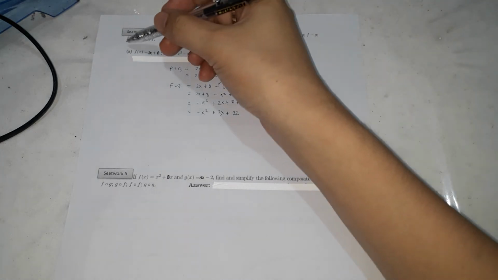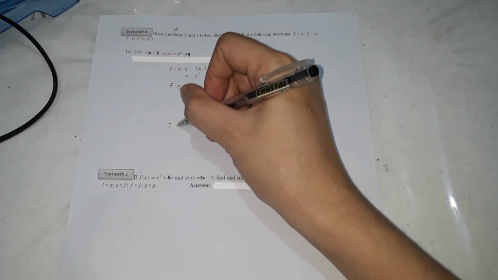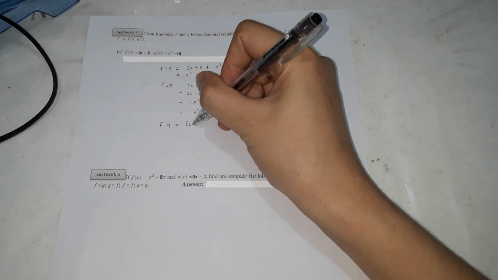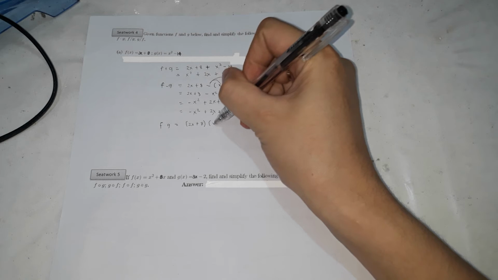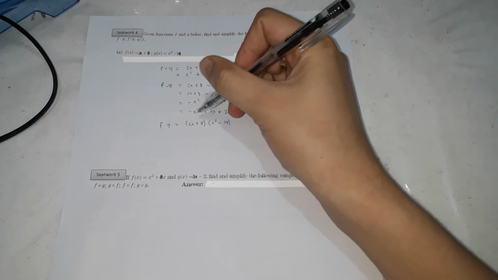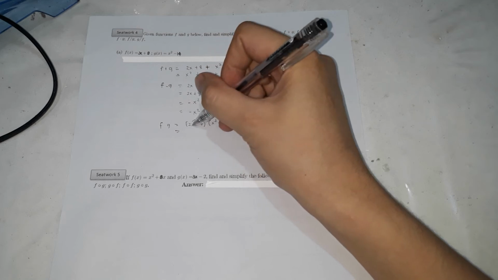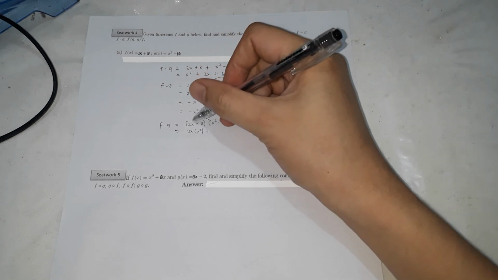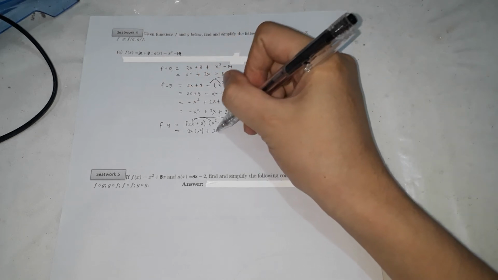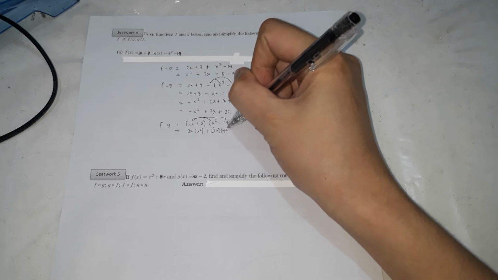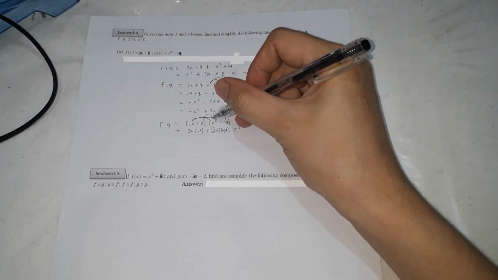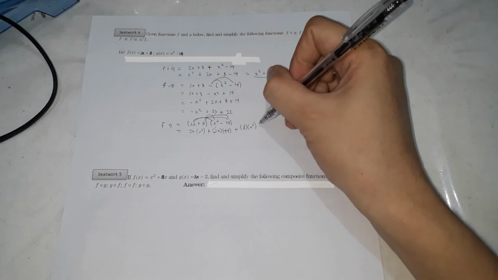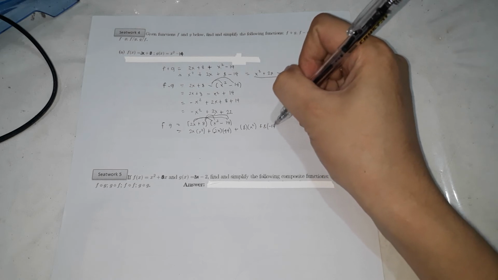Next, it's f times g. You just multiply 2x plus 8 times x squared minus 14. So FOIL: first, 2x times x squared, plus outer, 2x and negative 14, plus inner, 8 and x squared, and last, 8 and negative 14.